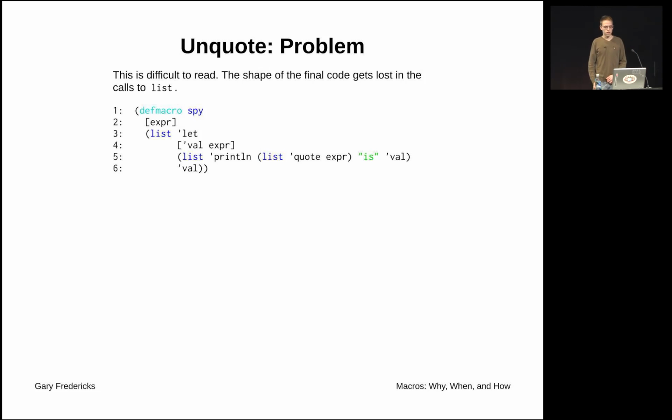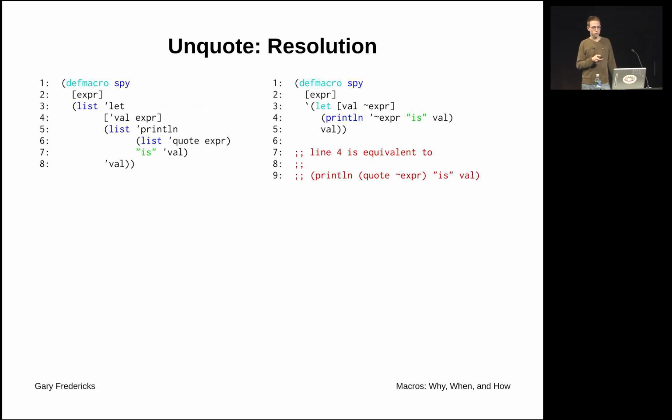So unquoting, we already saw the problem we need to solve here. Our spy macro is very difficult to read. We have all these calls to list and all these things we had to remember to quote. And it kind of suggests some sort of templating solution. So that's exactly what we're getting from syntax quote with unquote. On the left we have our old version. On the right we have the syntax quoted version. All we're doing is the whole body of the macro is just this syntax quote expression, and it's basically the code we want to return with the exception of this tilde syntax we're using to insert the expression from the macro argument into our form.